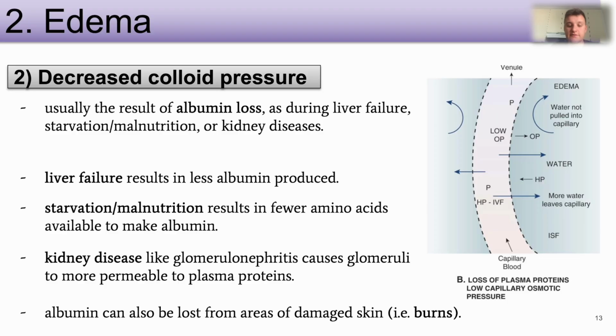Albumin could also be lost from areas of damaged skin. Let's say a burn victim, right? That could really just cause edema there. That's why when you have a burn, sometimes you'll see this pouch of liquid on top of it, right? You get some edema there due to that loss in that region.